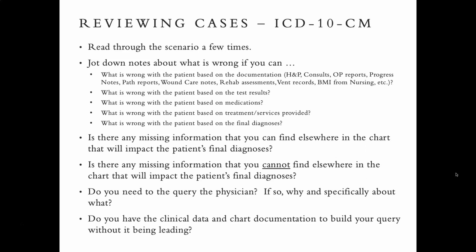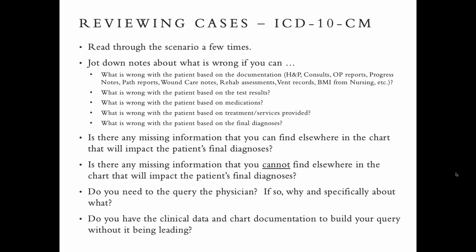What is wrong with a patient based on the treatment or services that are provided? For instance, if you see that a patient is receiving respiratory therapy care and nebulizer treatments, what is that implying about what's wrong with the patient? Or if the patient's receiving physical therapy, again, what might be happening there? What is wrong with a patient based on the final diagnoses? When you're looking at that discharge summary, you want to know what is in the final diagnoses. So what you're going to be doing as a coder is putting all this together.